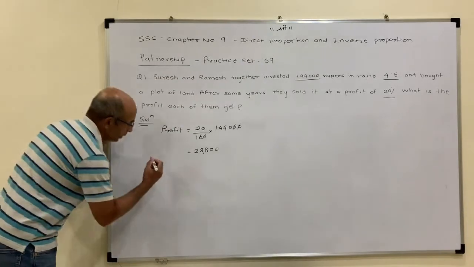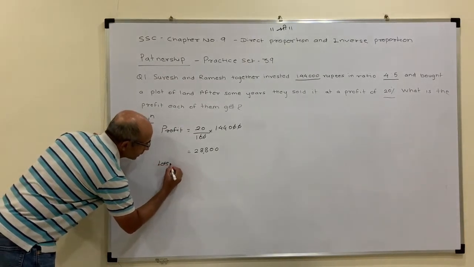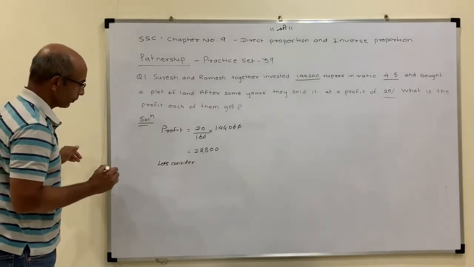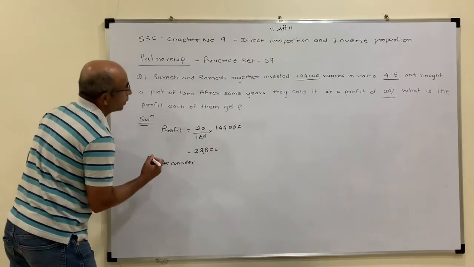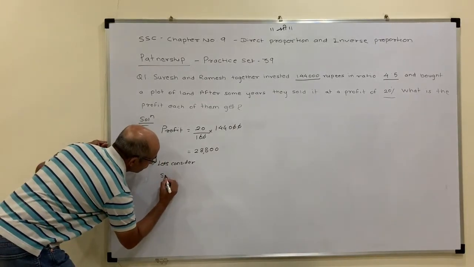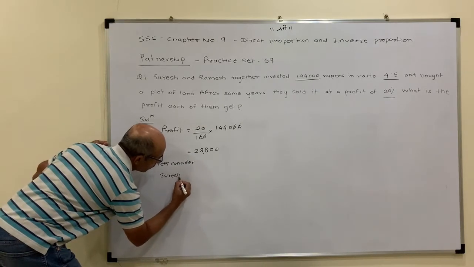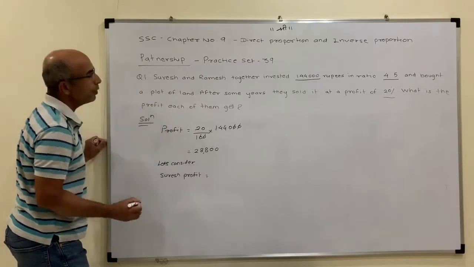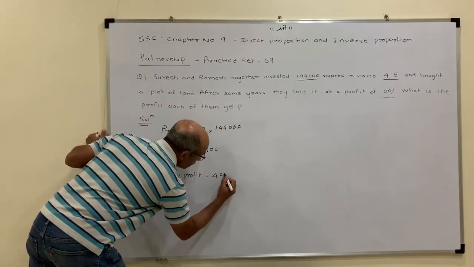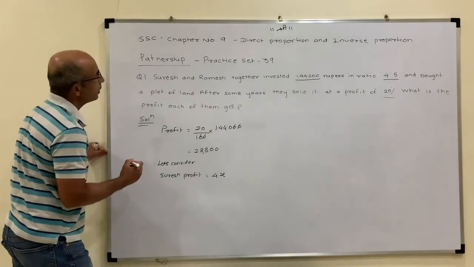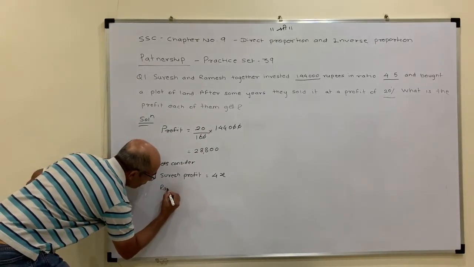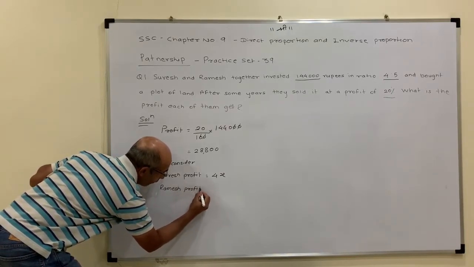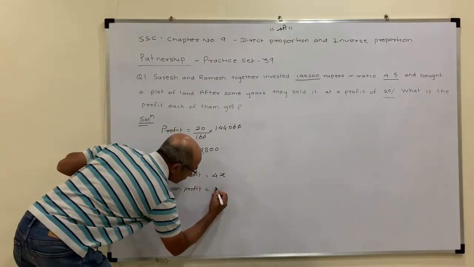So now let's consider 4 as to 5. Suresh's profit equals 4x, and then Ramesh's profit equals 5x.